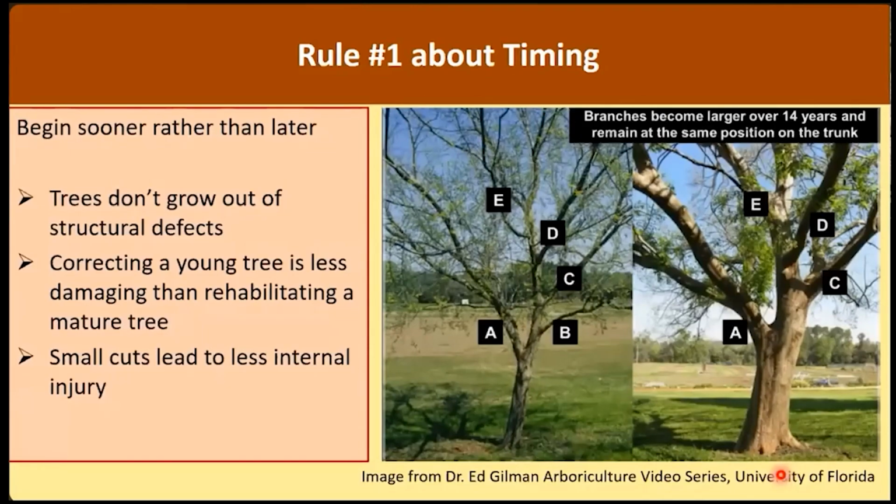So I would say rule number one about timing in pruning is begin sooner rather than later. These photos show, and it's been proven by research, that trees do not grow out of their structural defects. So as they grow older, all the problems that existed when they were young continue. And we know for a fact that correcting a young tree is much less damaging than fixing an old tree. So rule number one, therefore, is begin when your tree is young.